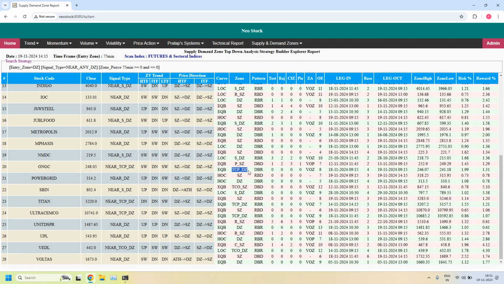ONGC is having high liquidity demand zone. State Bank of India is having a high liquidity demand zone. Titan is having a high liquidity demand zone. Ultra Cement is having high liquidity 75 minutes demand zone. That's it. We got 8 75 minutes high liquidity demand zones from this list.